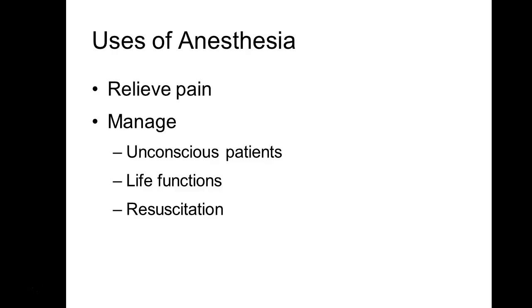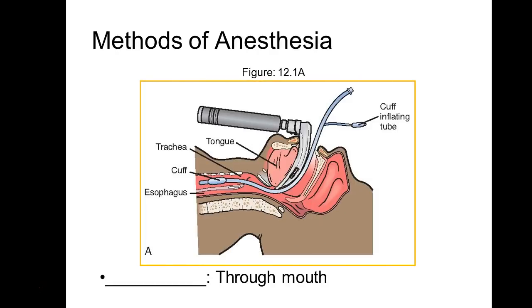The other use is for resuscitation. If someone is not breathing properly, anesthesia can kickstart their system. Now, the most common type of anesthesia that we hear about is endotracheal. Why? Because this is going down the throat. A lot of people confuse this with the mask that goes over your mouth.